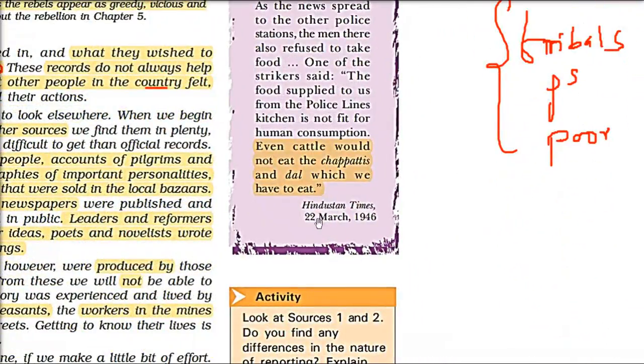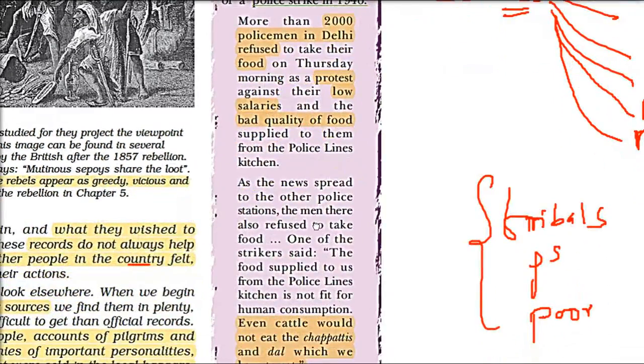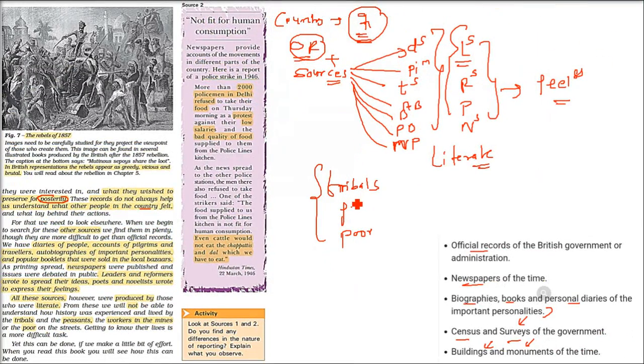I'll give you one more cutting from this paper so that I can tell you how this information has come. For example, in 1946 there was a strike by the policemen in Delhi, and they were saying that the food we are getting, even the cattle won't eat it. The dals and chapatis, the food is not eatable even for cattle. So this is how we get information, and we can relate it back. So this is all about this chapter.